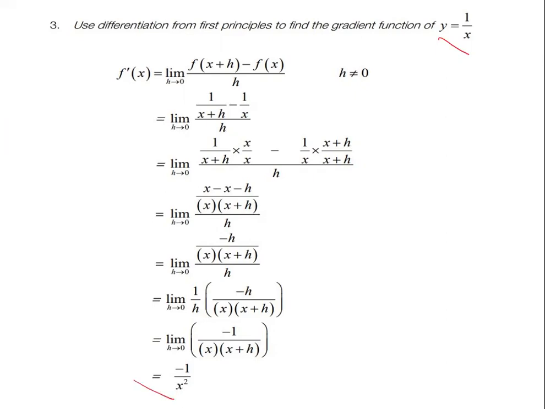Right? I know the algebra might puzzle you, but take your time, go back to your algebra and do it slowly.